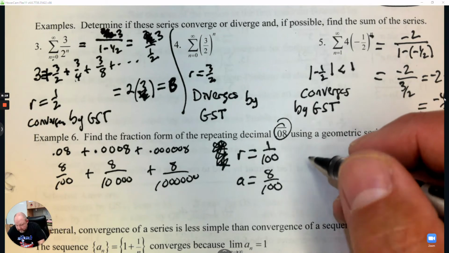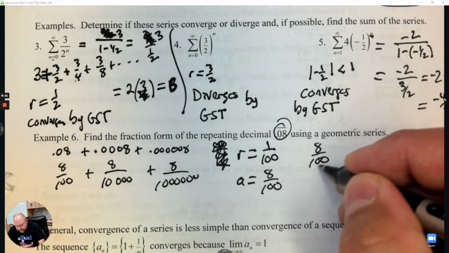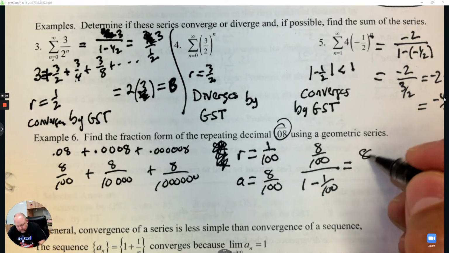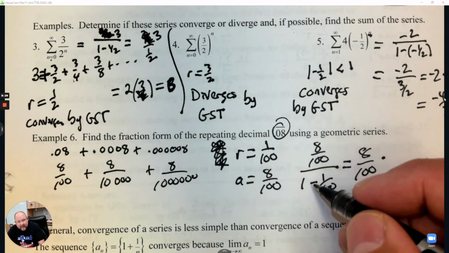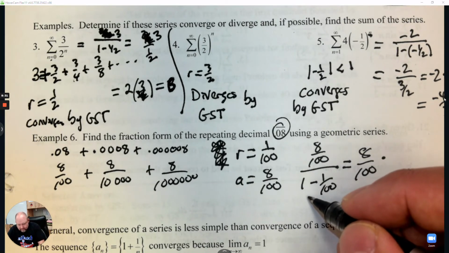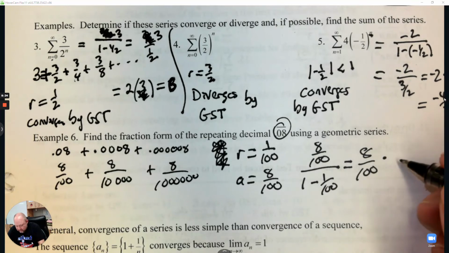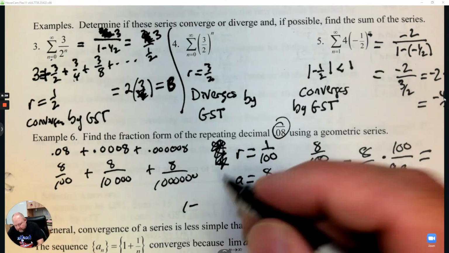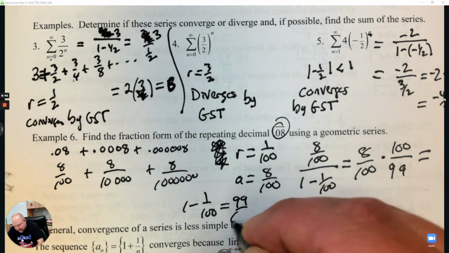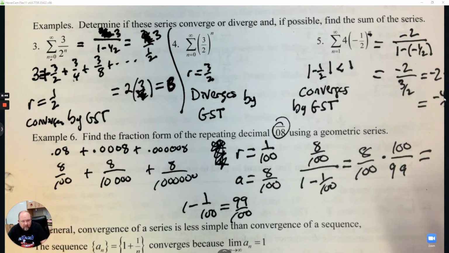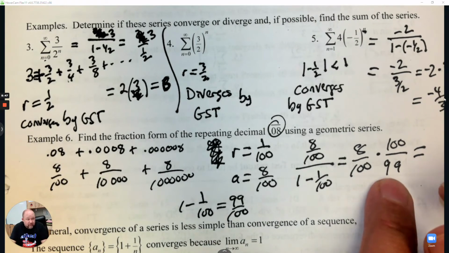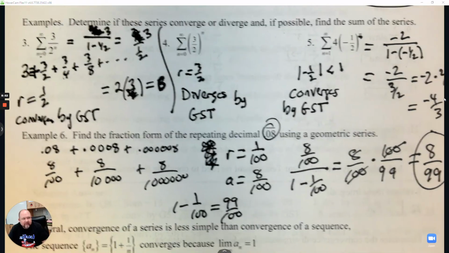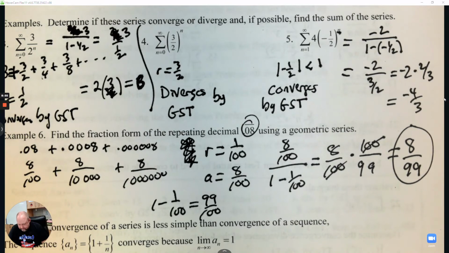So the formula then would be the first term divided by 1 subtract the common ratio. This is 8 over 100. I'm going to change this to 100 over 100. So when I subtract, it would be 99 over 100. So 1 subtract 1 over 100 is 99 over 100. And then do the reciprocal. Notice the hundreds divide out. And what fraction is equivalent to it? The answer is 8 over 99.